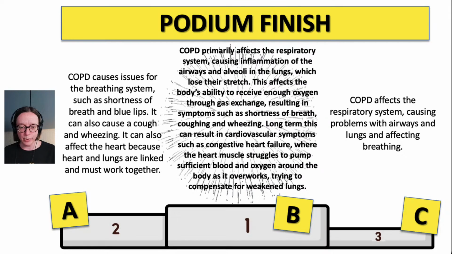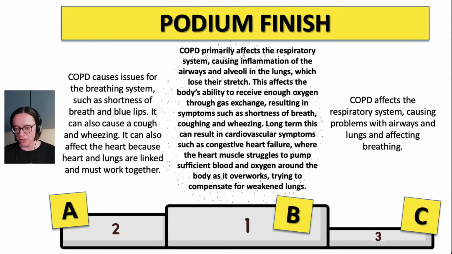I agree with Radzy. I put student A in second place. So they have talked about COPD affecting the respiratory system, but they said breathing system, which is not quite as accurate a key term. They talk about shortness of breath and blue lips, but haven't explained how or why that is happening. Same with the cough and the wheezing. And then they have made the link to the cardiovascular system, but maybe the student doesn't know the details, so they've kind of kept it a bit vague. Yes, it's true, heart and lungs do work together, but they haven't told us how or why that is an issue in COPD.